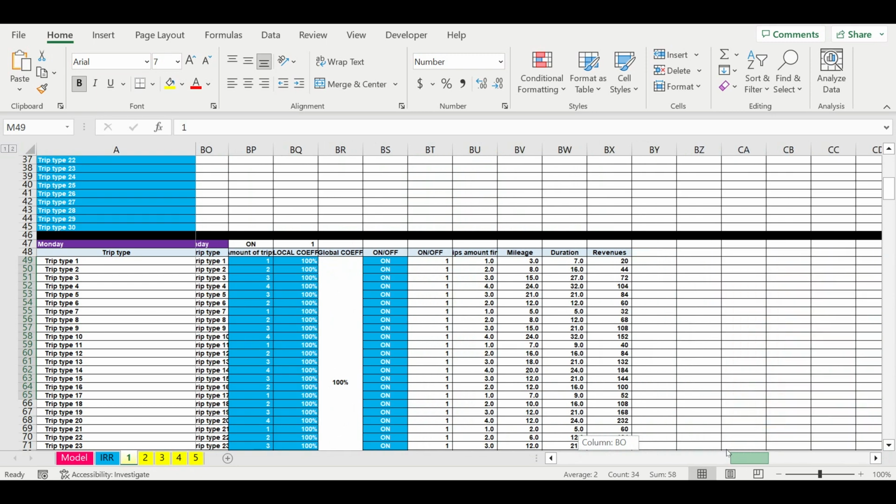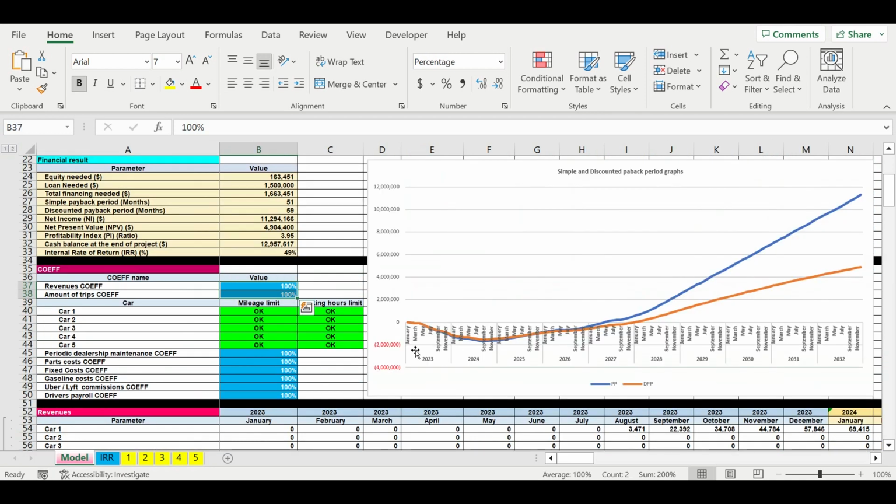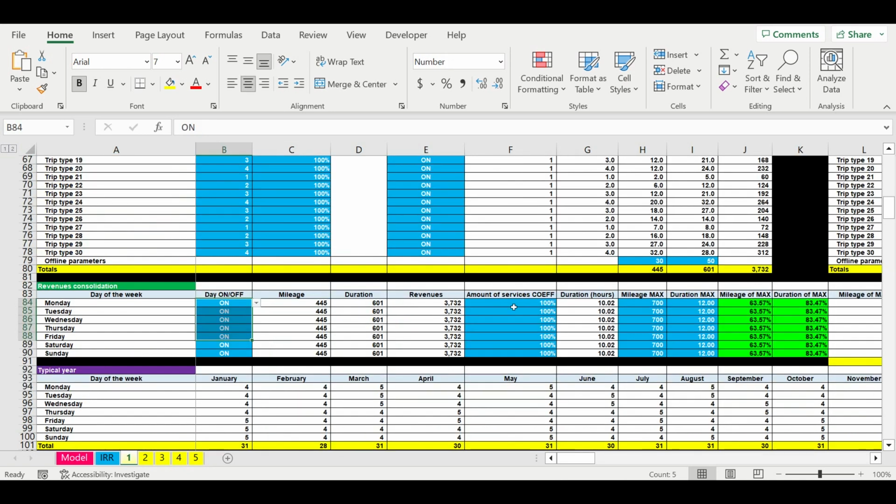Then we have a block of inputs where we are able to switch on and off different days from calculations to see what the financial efficiency will be with or without. So for example, we would like to work from Monday to Friday, or from Friday to Sunday. With Sunday we can easily switch this story on and off and look at the financial efficiency here. Then we have a global coefficient linked to the amount of trips.